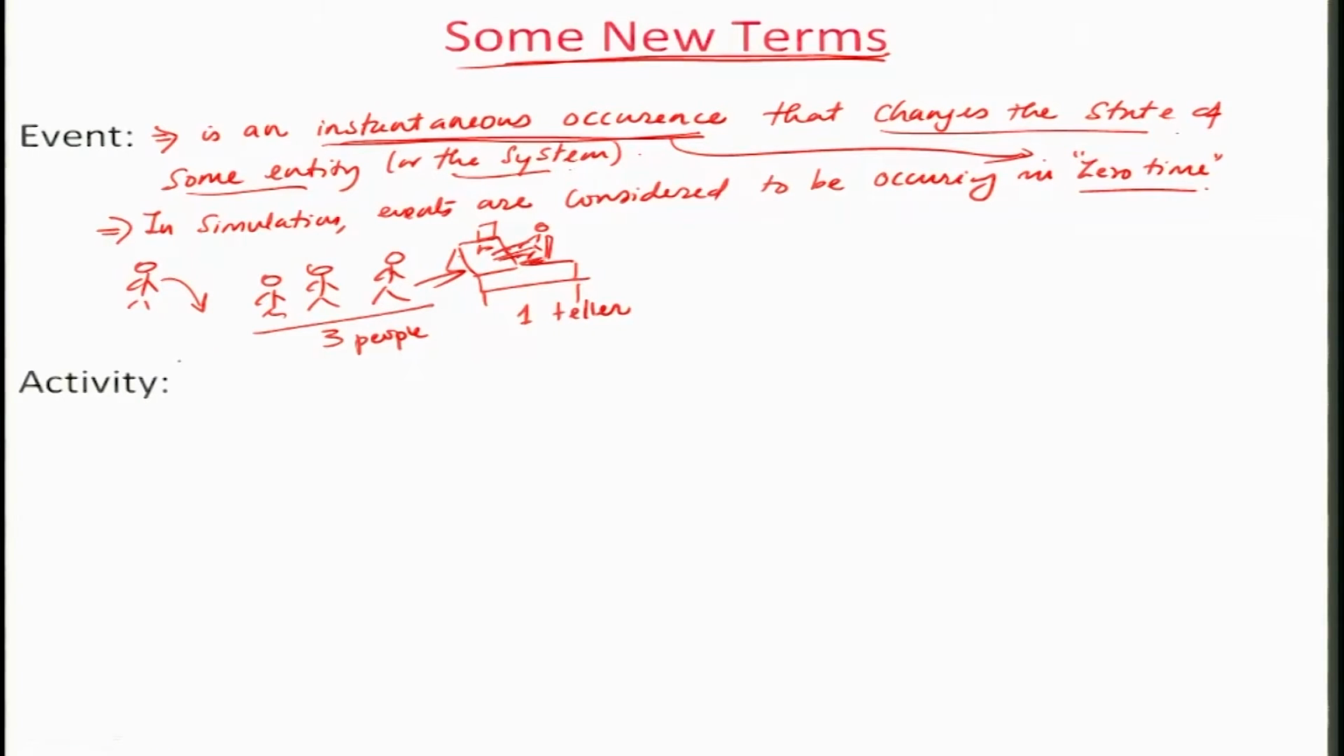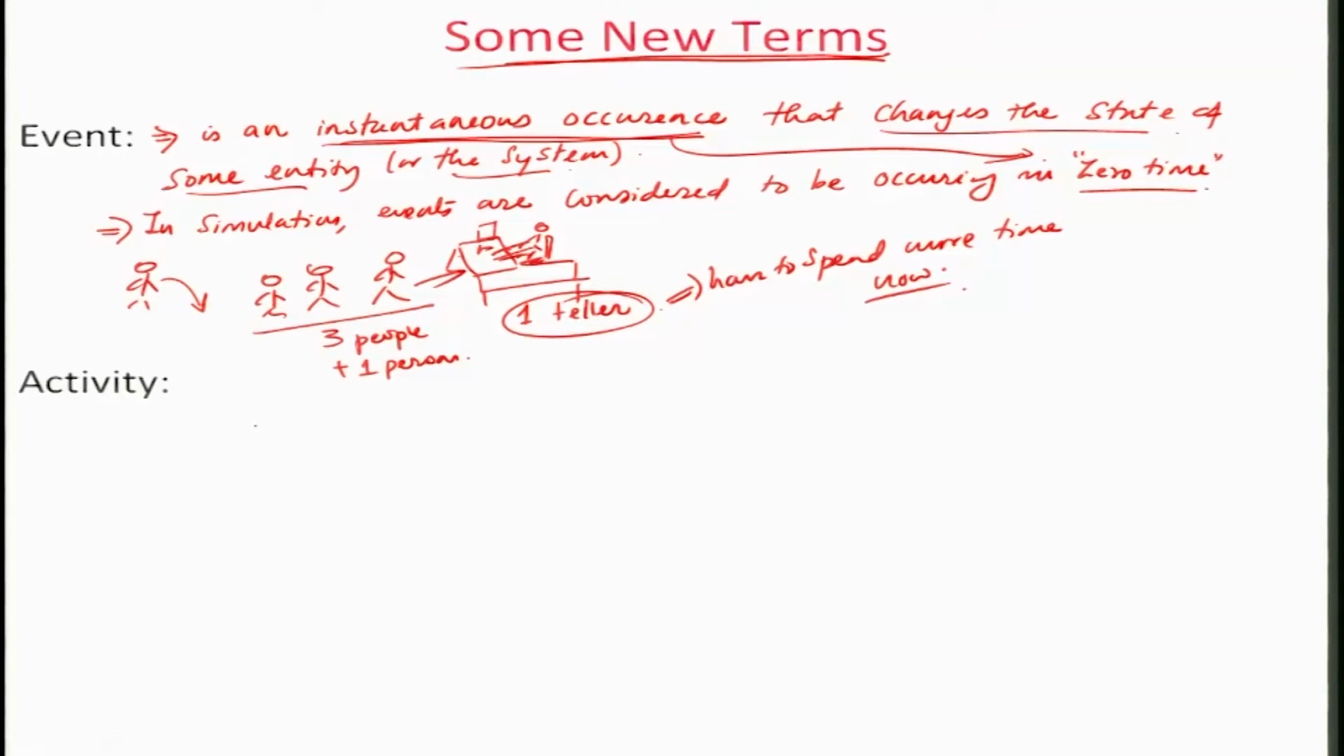and suddenly the state of the system changes, it becomes 3 plus 1 person, and the teller will now have to spend more time because the 4th person came in. So, the system state changed, or the state of the entity has changed. In this case, the teller state has changed, and the system state has also changed. That kind of an occurrence is what we call an event.